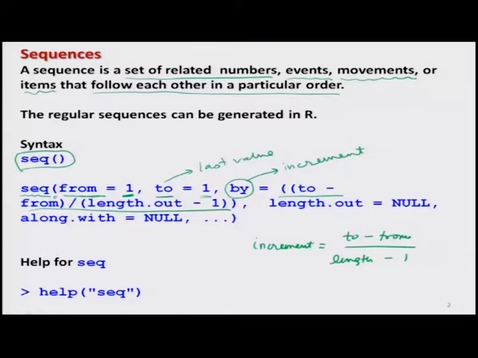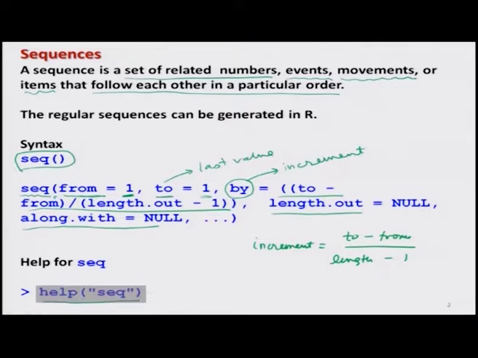Right, and then you can give different arguments like length.out and along.with and so on, but if you try to understand, you have already reached a status where you understand many things. So instead of going into all the details of the syntax of seq, why don't you try yourself and obtain all this information? As I said, this can be obtained very easily. You simply have to type help and then seq inside the bracket followed by double quotes, and you can get it.